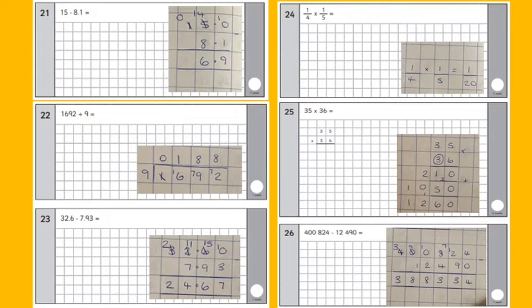Number 26. I have got 400,824, subtract 12,490. Again, a straightforward subtraction. The only reason that this question can be slightly difficult is just the sheer amount of times that you have to exchange to make sure that you can do your subtractions properly. So for that one, you should have got 388,334.